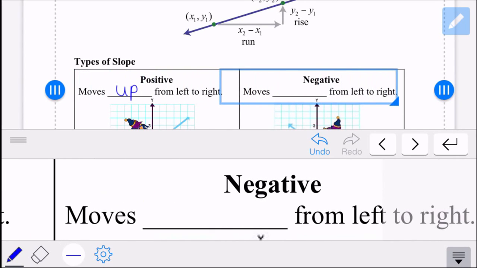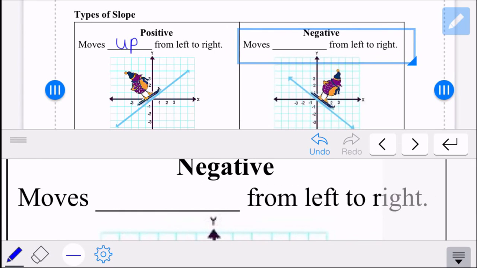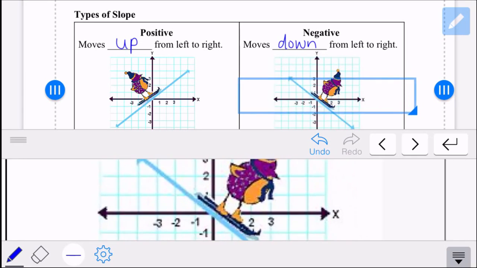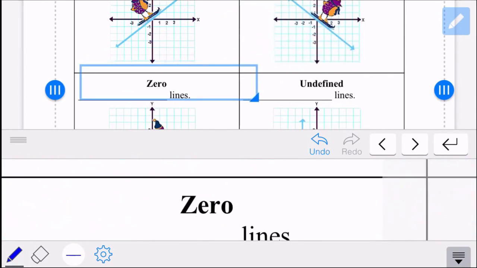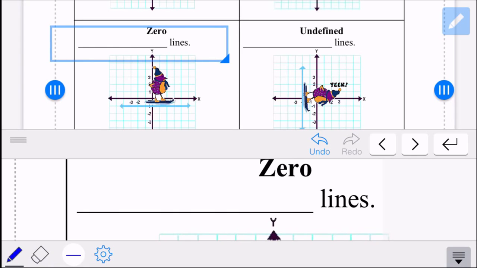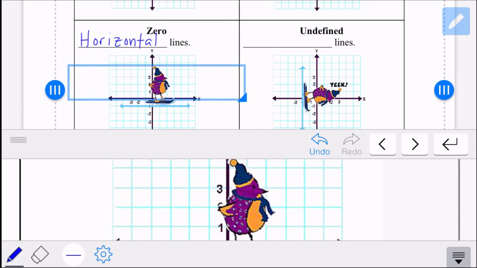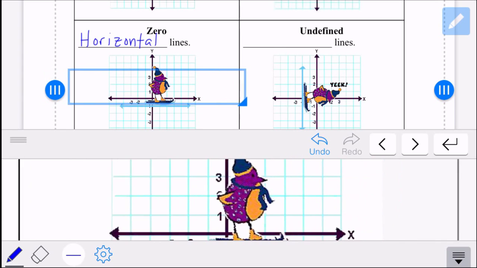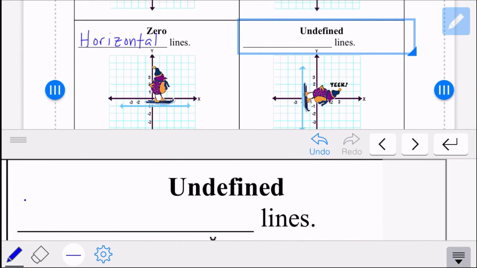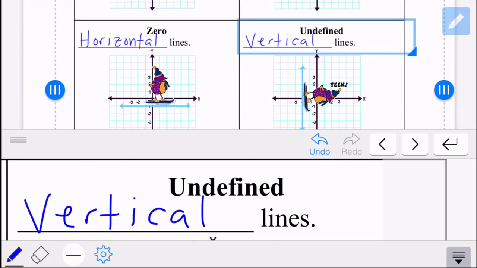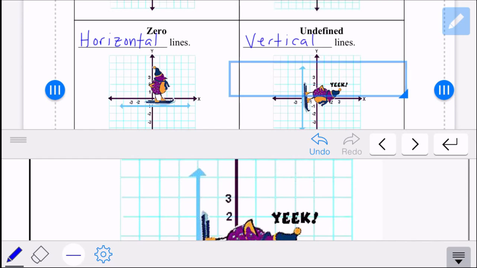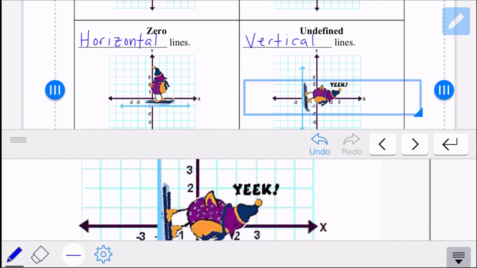What about the negative slopes? Negative slopes are going to move down from left to right. Okay, it's decreasing as you go along. This little penguin sliding on down. Zero slope. We talked about zero and undefined. Zero slope is a horizontal line. So we got our penguin down here. There's a zero slope. He's not really moving along. It's just flat. Undefined, however, is a vertical line. So we've got our penguin here. Undefined doesn't really make sense. Well, you wouldn't go down a mountain that's just straight down.